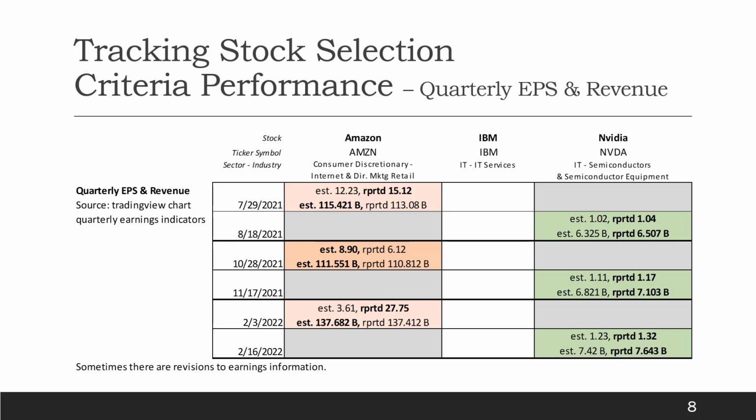To beat either the EPS or the revenue set of figures gets a light green highlight. As shown with Nvidia, to beat both gets a dark green highlight. If reported figures are higher than estimates, the reported text is bold, signifying reported figures beat estimate figures.